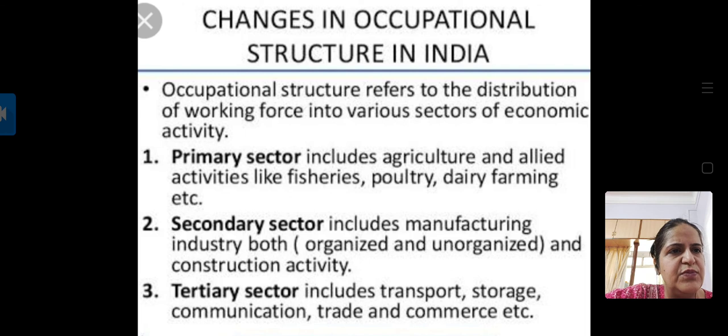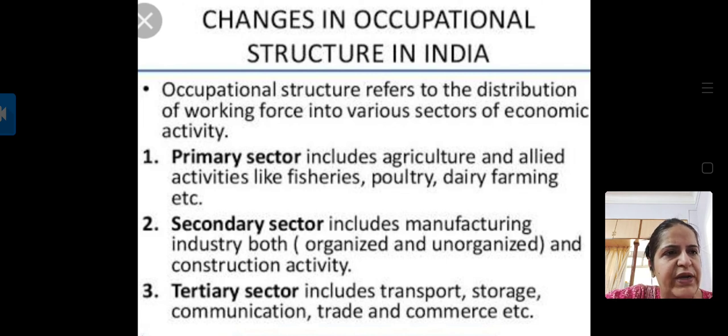Tertiary service, transportation, we've spoken about in part 1. It means carrying goods from one place to another. Storage capacity has to be there. Whatever we have in bulk needs to be stored. If there are perishable or non-perishable items, we need to have warehouses. So that's another section. Communication also is part of this sector.